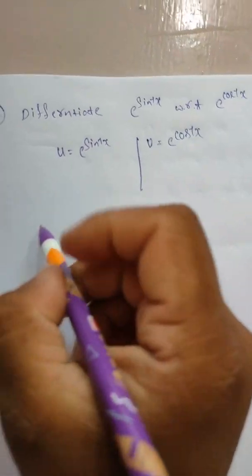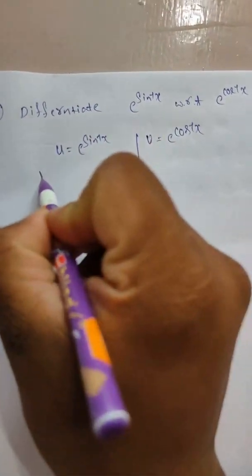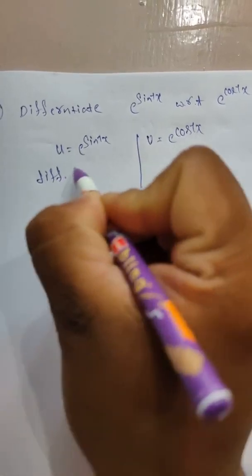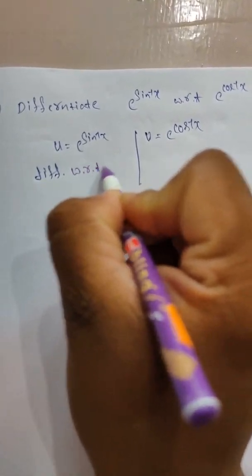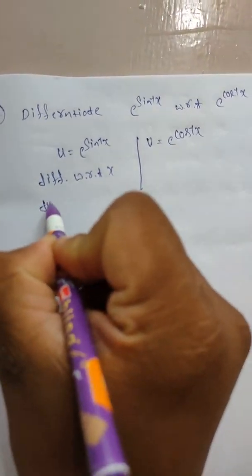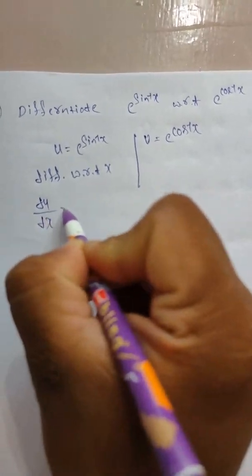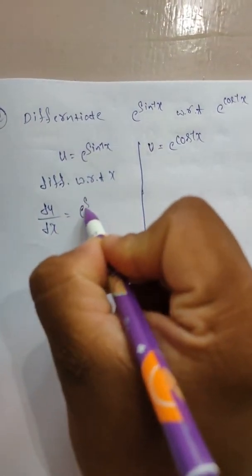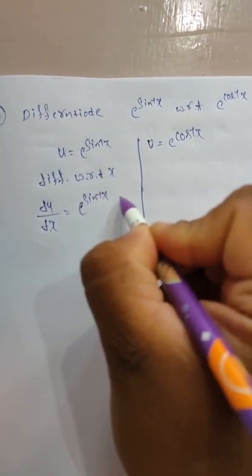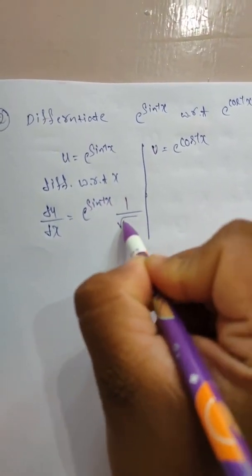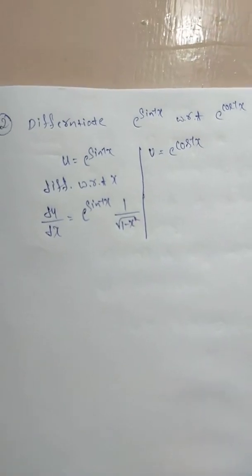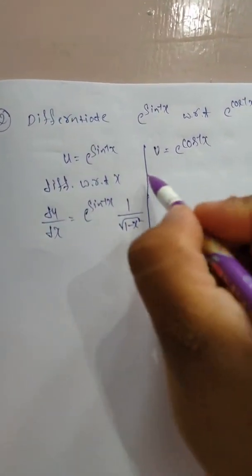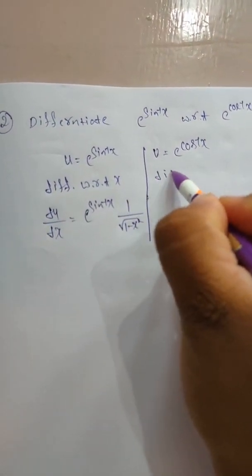Now differentiate with respect to x separately. du by dx is equal to, what is the differentiation of e to the power of sin inverse x? E to the power of sin inverse x. Again the differentiation of sin inverse x is 1 by root of 1 minus x square. Is it clear?